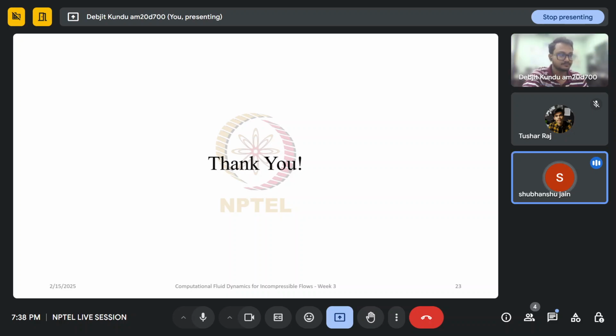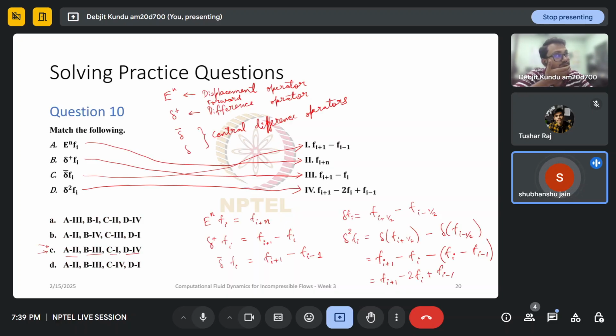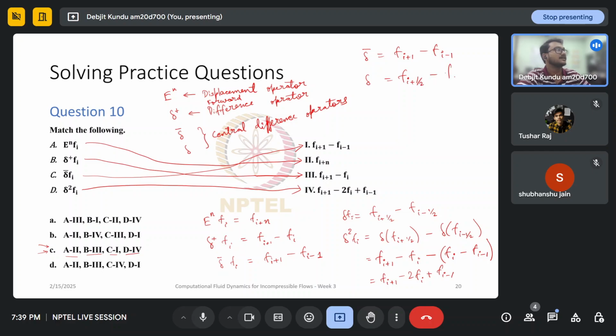Sir, how did you do that del of f_(i+half)? Or did you apply central difference here? Yes, both are central difference, but there is a difference between delta bar and delta. So delta bar would mean f_(i+1) minus f_(i-1), and only delta would mean f at i plus half and i minus half. So these are the two differences, and if you use delta squared twice, then you get this form.